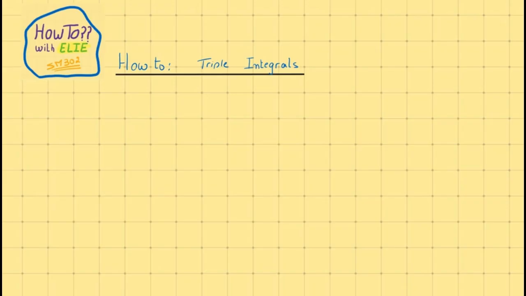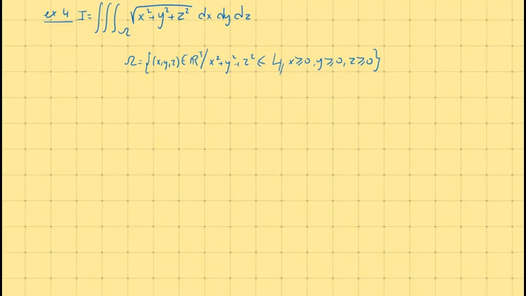How to calculate triple integrals. Let's take now another example where I is equal to the triple integral of square root of x² + y² + z² dx dy dz, where the domain omega is given by the region in space where x² + y² + z² is less or equal than 4 and x, y, z are positive. In fact, x² + y² + z² less than 4, that's a sphere.